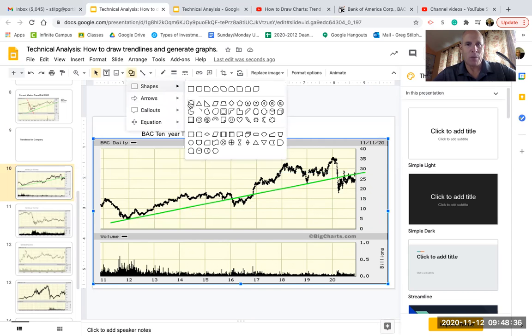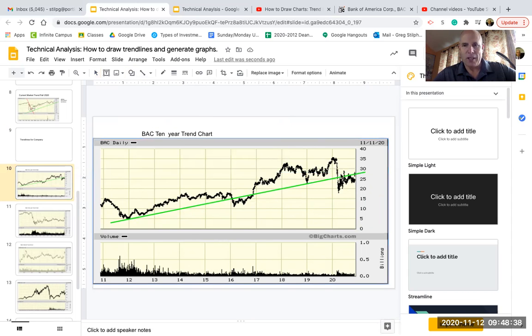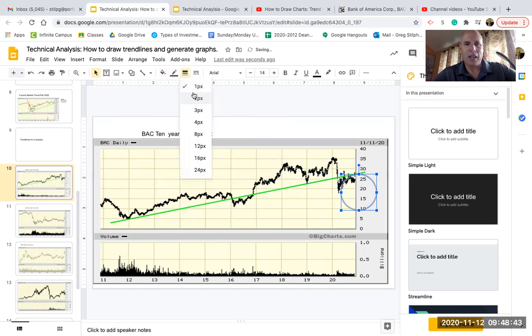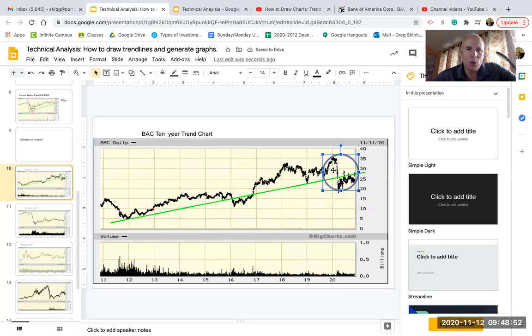So I'm going to go to shapes, make it a circle, put the circle right there, and make it transparent so I can see through it. I'll make the lines 3. And then I want to highlight this: at the beginning of 2020, the trend was up, but now I can see Bank of America has a violation. It broke through the trend line. It's struggling to get back above the green line, but once it breaks through that trend line, that means we have a new trend. So this is for 10 years for Bank of America.